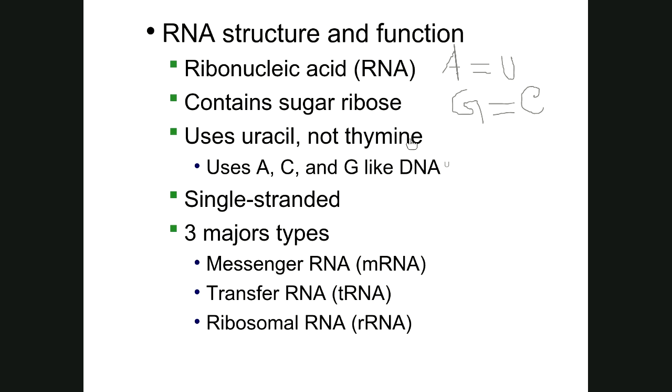RNA is single-stranded. It has only one strand, and RNA are mainly 3 types. We should know them. First one called messenger RNA. But what is the function of RNA? RNA are used for protein synthesis. So try to remember what we learned about the protein.